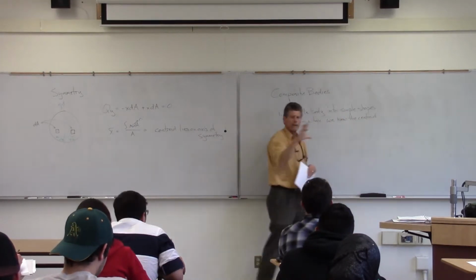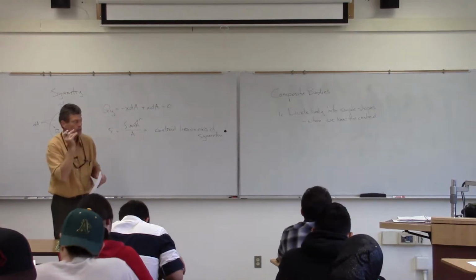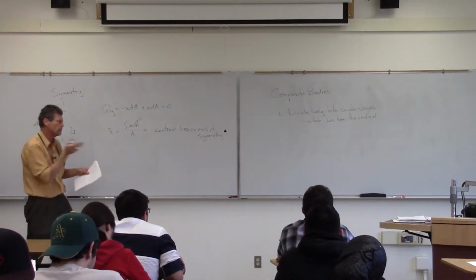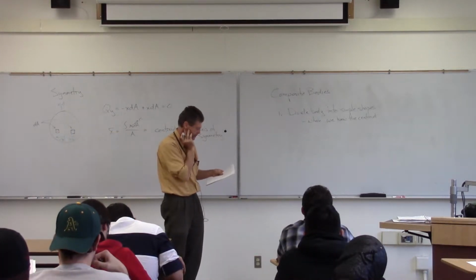So what we're going to do is break that body into simpler shapes. And the nice thing about the simple shapes is generally we're going to know where the centroid is. And if we don't, it'll be in the back of the book too. They've got a lot of the simple shapes basically back there.